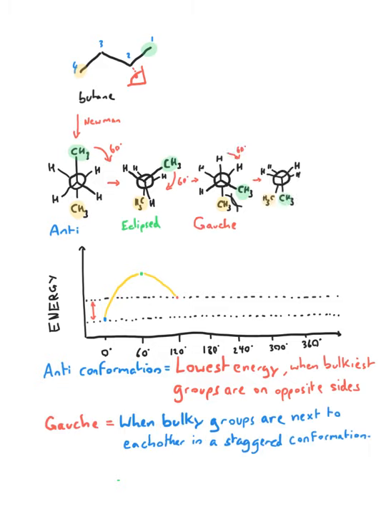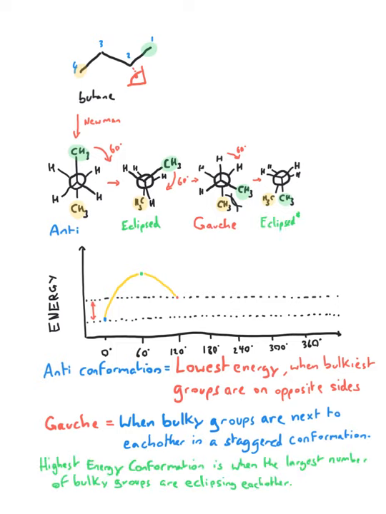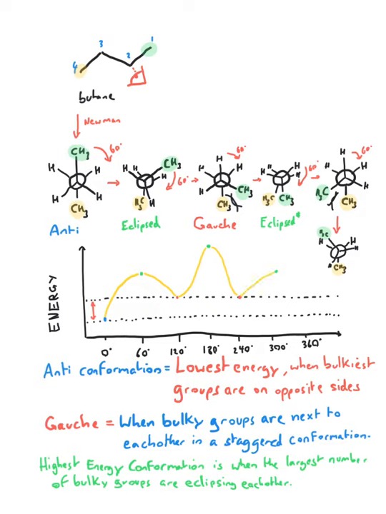As we further rotate it 60 degrees, the two bulky groups are now eclipsing each other. This is the highest energy conformation. We rotate it 60 degrees more, we end up with another gauche structure. Rotate it 60 degrees, we get an eclipsed structure, and then finally another 60 degrees, we've rotated 360, we are back to the lowest energy conformation, which is the anti-conformation. Learn the terminology: anti, gauche, staggered, and eclipsed.